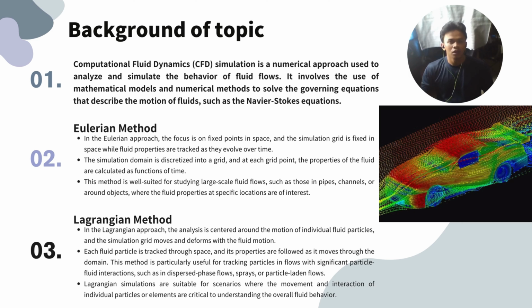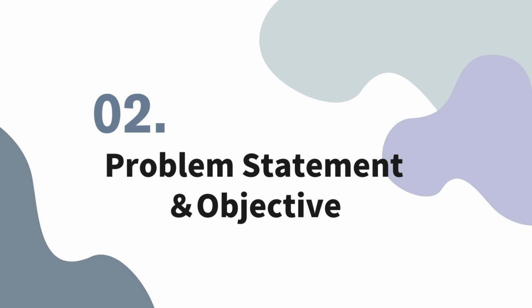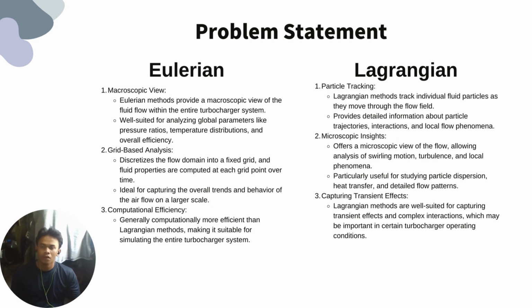Next, the Lagrange method in CFD tracks the individual fluid particles as they move through the simulation domain, focusing on particle trajectories and interaction. It's useful for studying particle-laden flows and scenarios where individual particle motion is crucial. In this problem statement, we will discuss how the Lagrangian and Euler methods can lead to different results in the analysis of airflow in the turbocharger.